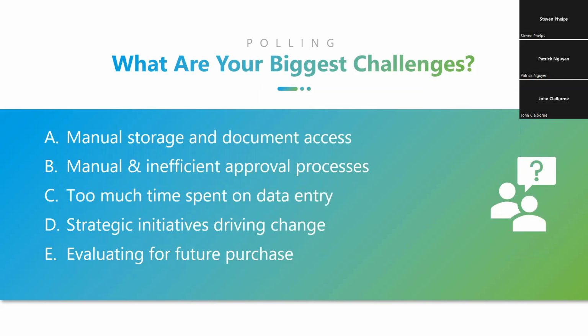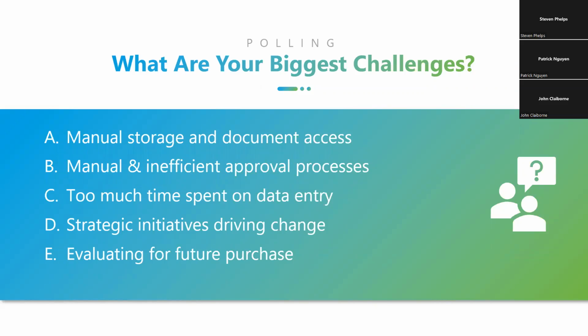Give you folks 10 seconds here to select the best answer. And Stephen, when you have a moment, let us know the results. Too much time spent doing data entry and manual and inefficient approval processes seem to be the top two. Manual and inefficient approval process, 55% there, and then 36% too much time spent on data entry, and then 9% manual storage.